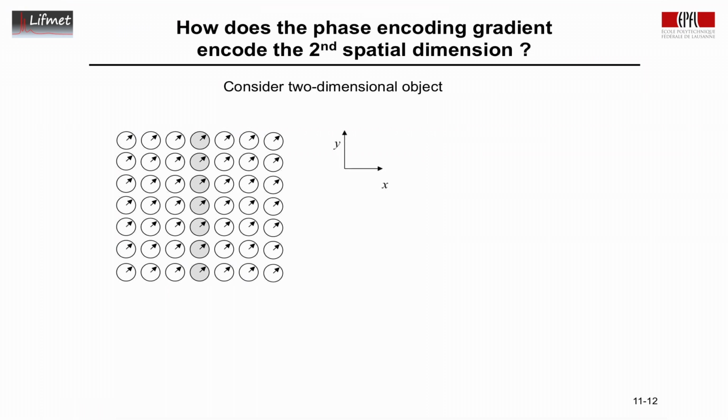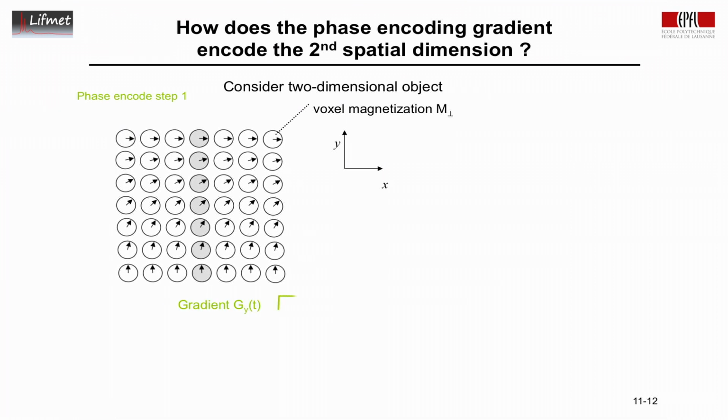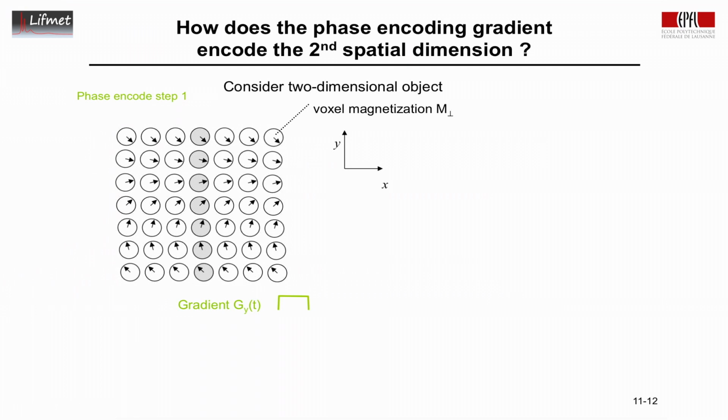So let's say we have a two-dimensional object along X and Y. We're looking at the transverse voxel magnetization in our two-dimensional object. It's a 7x7 object here. Now, if we apply a phase encode gradient along Y for a certain duration with a certain amplitude, then along Y we have phases that change. All the positions along X have the same phase, but along Y, this depends on their position in Y.